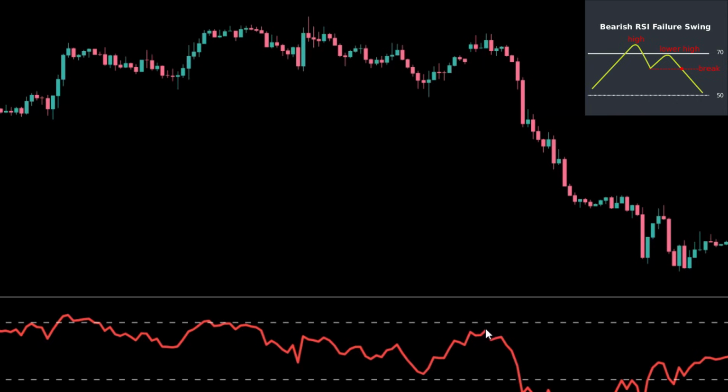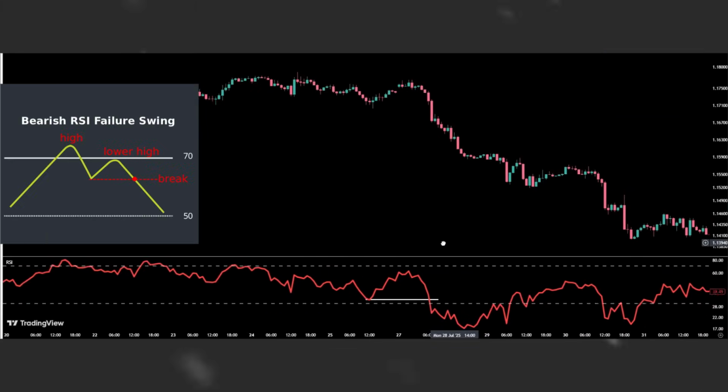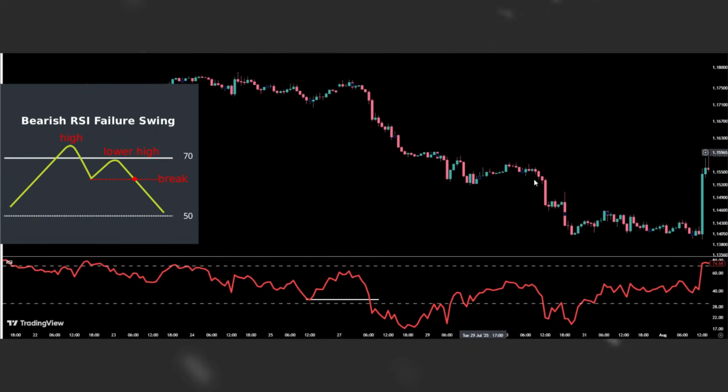This failure tells us that buyers are losing strength and can no longer push momentum higher. When RSI then breaks below its previous low, the bearish failure swing is confirmed. Momentum has shifted and sellers are starting to take control. Failure swings that appear near the overbought zone are usually stronger and more reliable because the market has already experienced buying exhaustion. Now that you understand both bullish and bearish failure swings, the next step is learning how to trade them correctly using support and resistance, price action, and proper risk management.